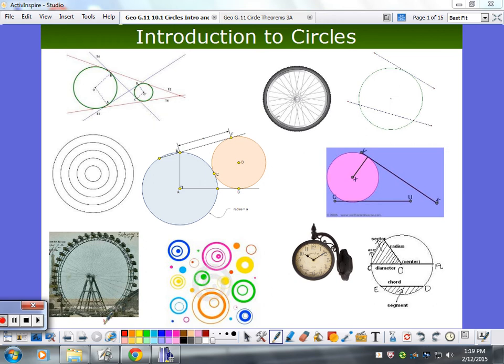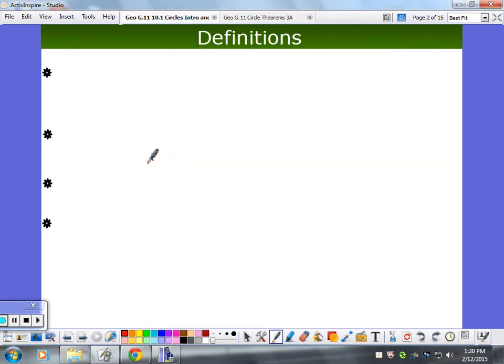So we're going to learn. We're going to take the limit as the number of sides goes to infinity, and that's a circle, right? Anyway, circles are good. Circles are good. So here's the definition of a circle.